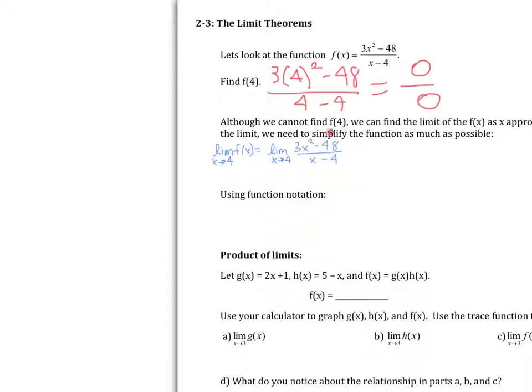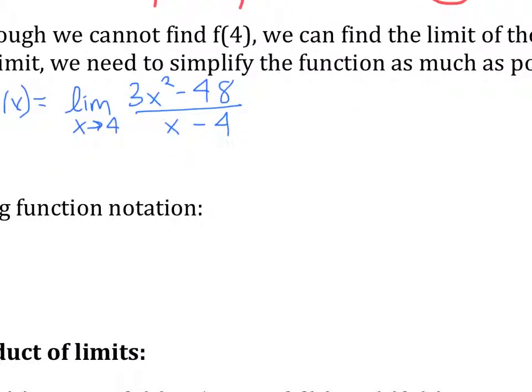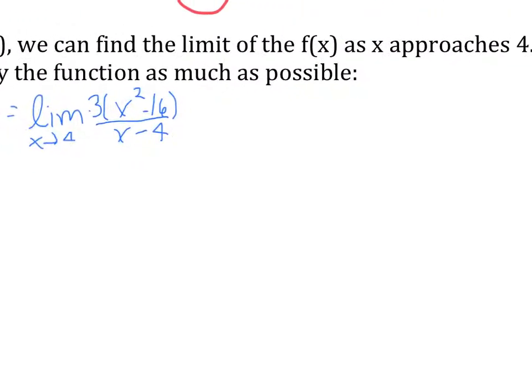So let's simplify this. Let's think back to Algebra 1 a little and simplify. Let's factor out 3 from my numerator. So that would give me the limit as x approaches 4, whoops, I forgot the arrow, of 3 times (x squared minus 16) all over (x minus 4). Now again, from Algebra 1, you should immediately recognize that this is a difference of squares. So let's factor that as well.